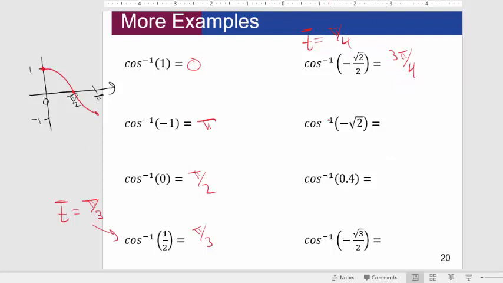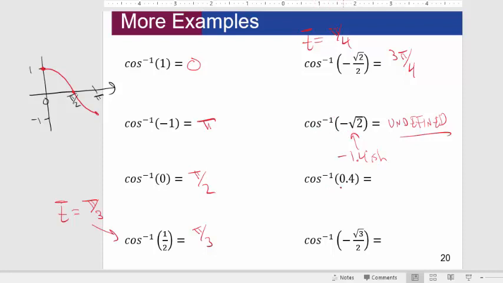Now, inverse cosine of negative square root of 2, well, the negative square root of 2 is like negative 1.4-ish, right? So this cosine graph never gets below negative 1. So again, this is undefined because it's not in the domain. Negative square root of 2 is not in the domain of the inverse cosine function.